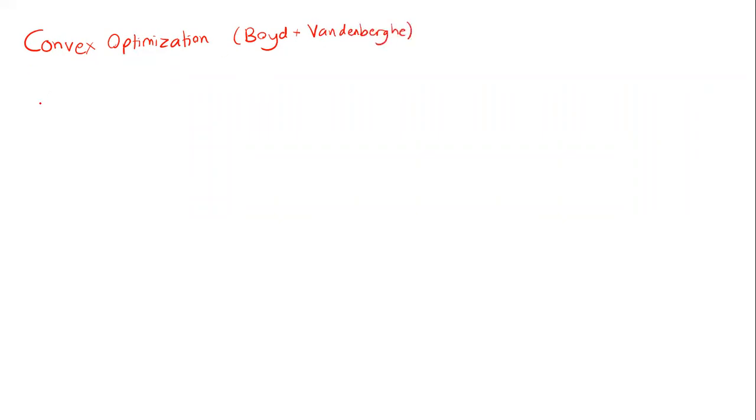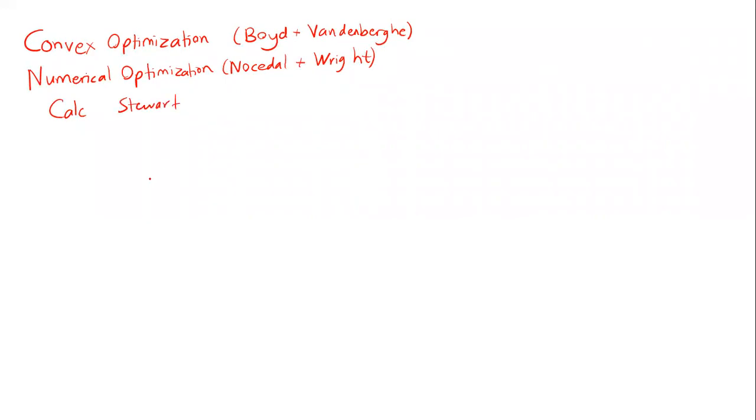Then we also have the book Numerical Optimization, and this one's going to be by Nocedal and Wright. And then the other one is going to be the calculus book by Stewart.